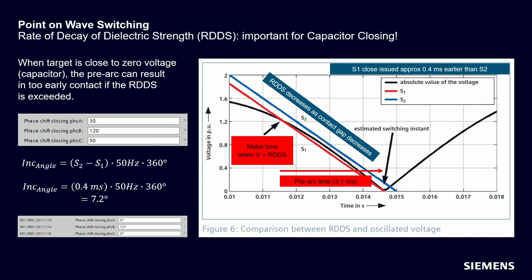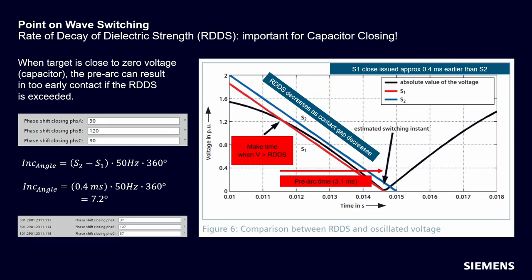This can be seen from the graphic where both curves intersect the x-axis, S1 at 14.6 milliseconds, S2 at 15 milliseconds, so the difference is 0.4 milliseconds. The point where they intersect the x-axis is the point where the circuit breaker is making first mechanical contact. This is the end of closing time. On the vertical axis you can see the voltage is indicated. At the beginning the RDDS is big because the mechanical contacts are far apart from each other. As the CB starts closing, the RDDS voltage is decreasing as the contact gap decreases.